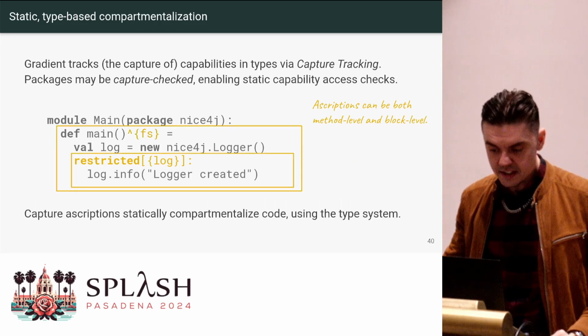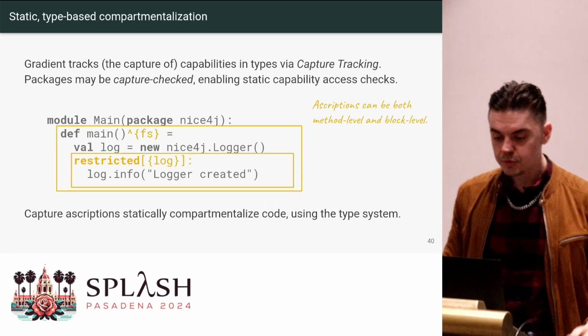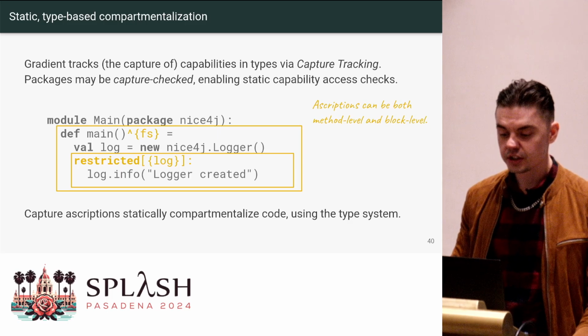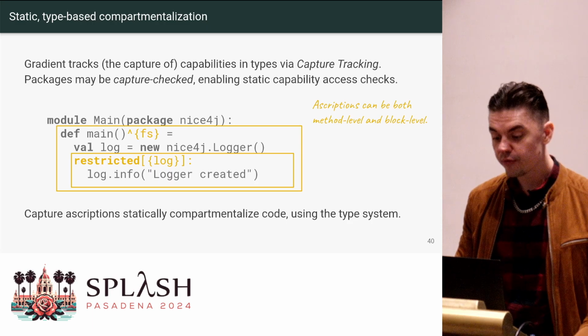So to wrap this up, we can use these capture ascriptions to create static compartments for capture-checked code, and these work both for classical code and for object capability-based code.